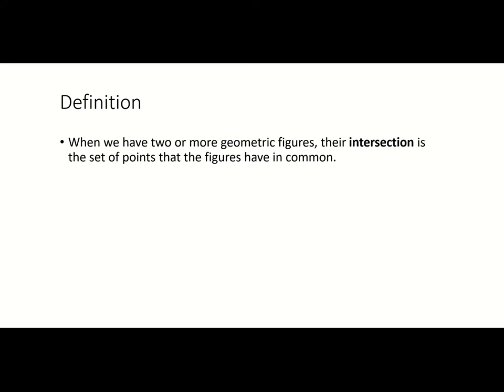Another definition that we have is when we have two or more geometric figures, their intersection is the set of points that the figures have in common. Sometimes it's just one point. Sometimes it's an entire line. Sometimes it's a plane. It just depends on the types of figures you have being connected. And we'll take a look at a couple examples in the next couple slides.